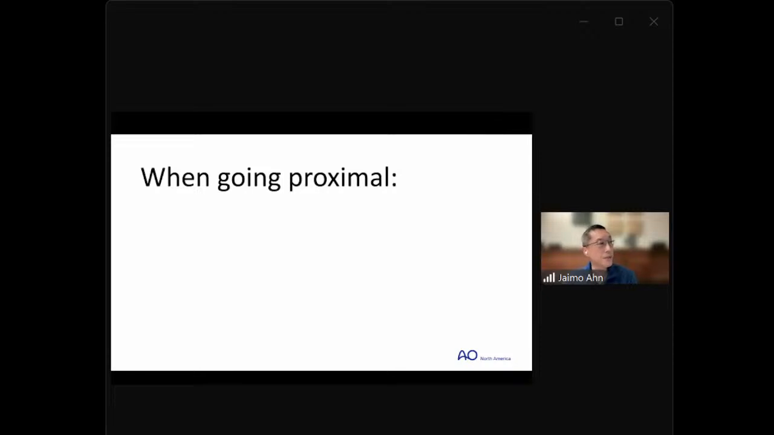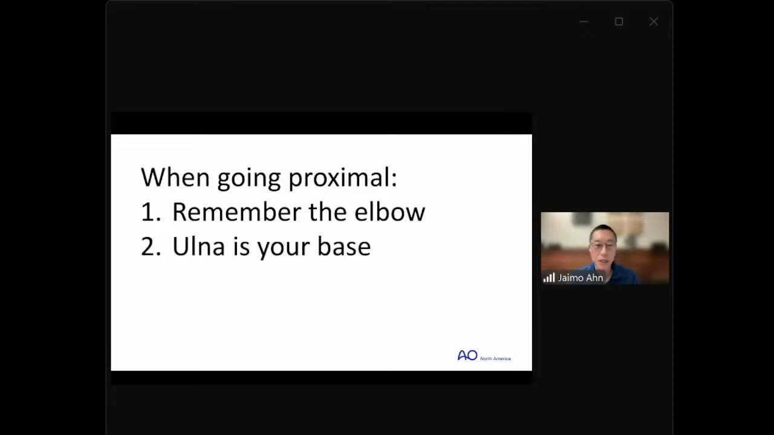So when going proximal, just a few things I hope to leave you with. They're very general, but I think they will help create a structure by which you can think about these fractures. Remember the elbow. And what I mean by that is think about the stability of the elbow. Think about the PRUJ as you get closer, just like at the distal end, you have to rethink how you're going to fixate. You have to think about the soft tissue structures. You always have to keep the elbow in mind. The ulna is your base. The ulnotrochlear joint at the elbow is critical to the distal forearm. And making sure that you have length, make sure that you have the bow of the ulna.